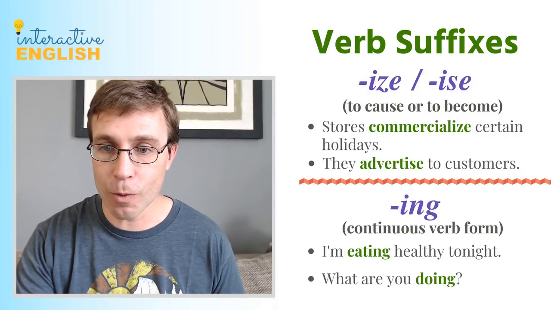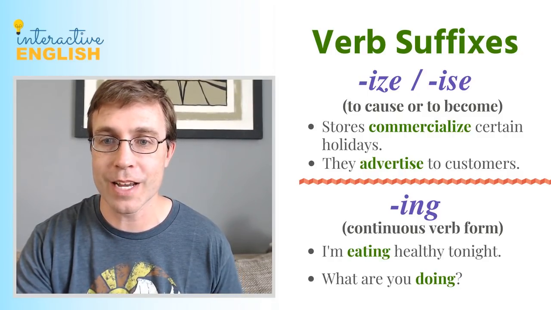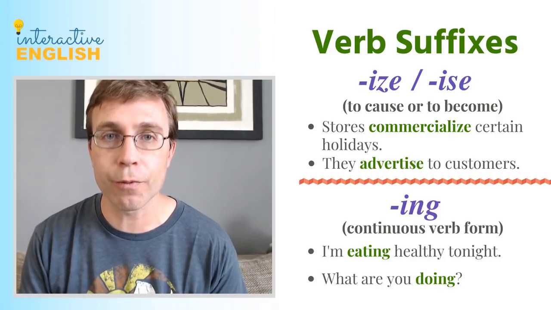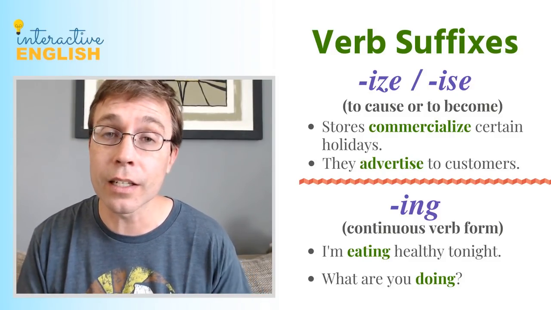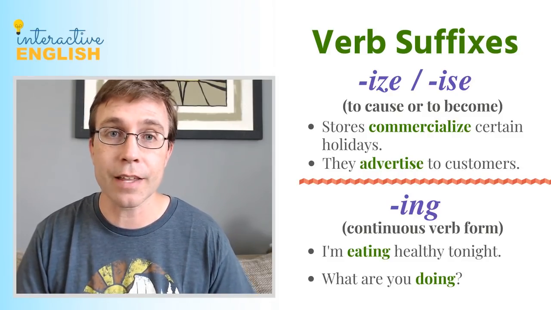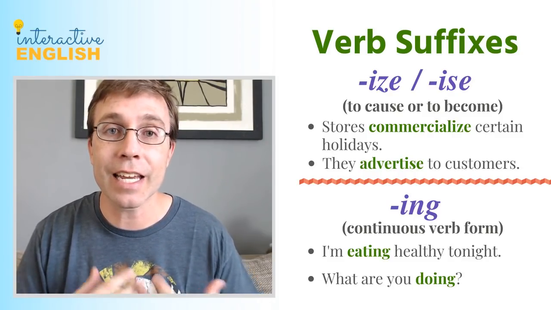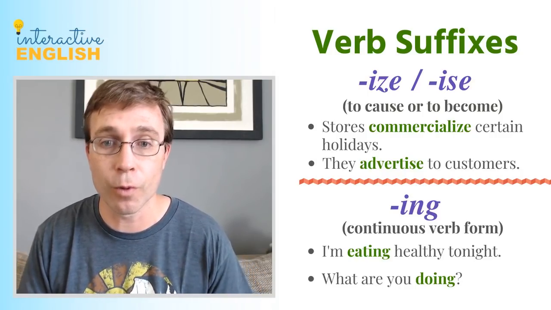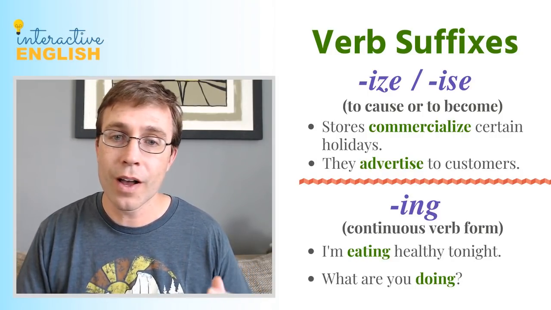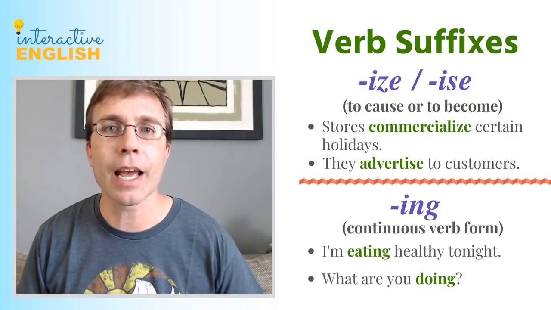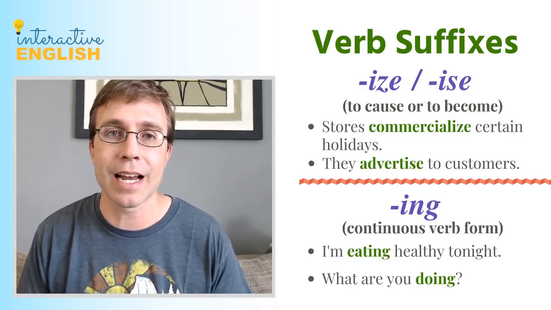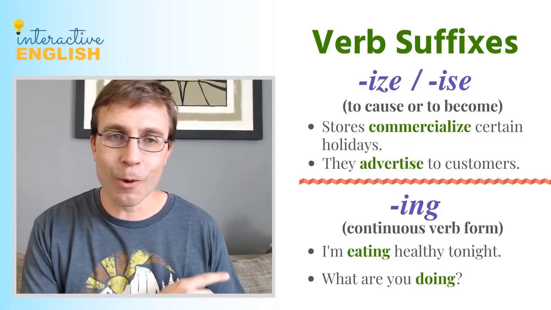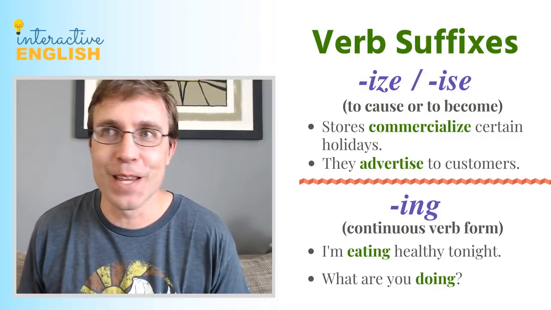And the other one that I have for you is the ING. Again, it's the continuous form of the verb, but it is still a suffix because we're taking that base verb and adding an ING to talk about an action that is happening. For example, you could say, I'm eating healthy tonight. Eating has that ING suffix. I am eating.